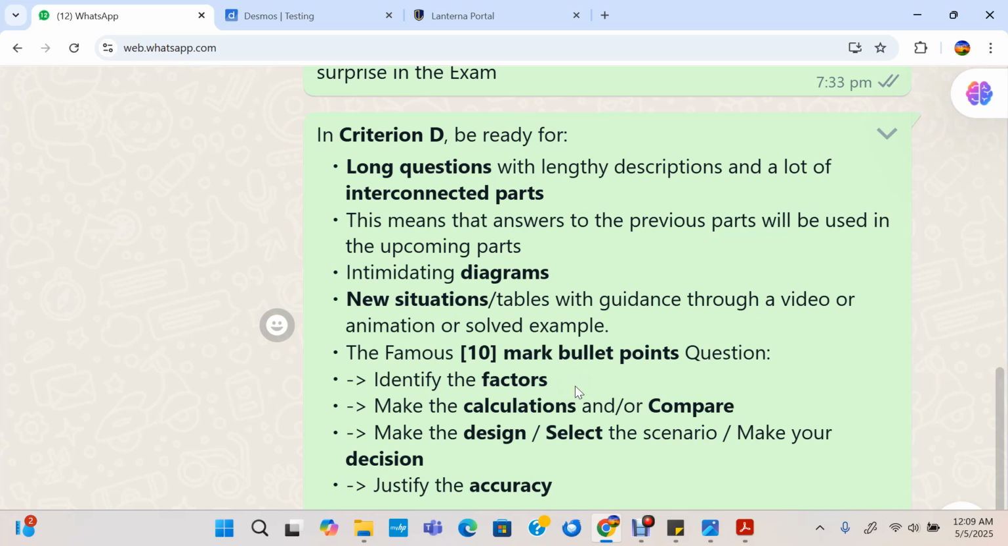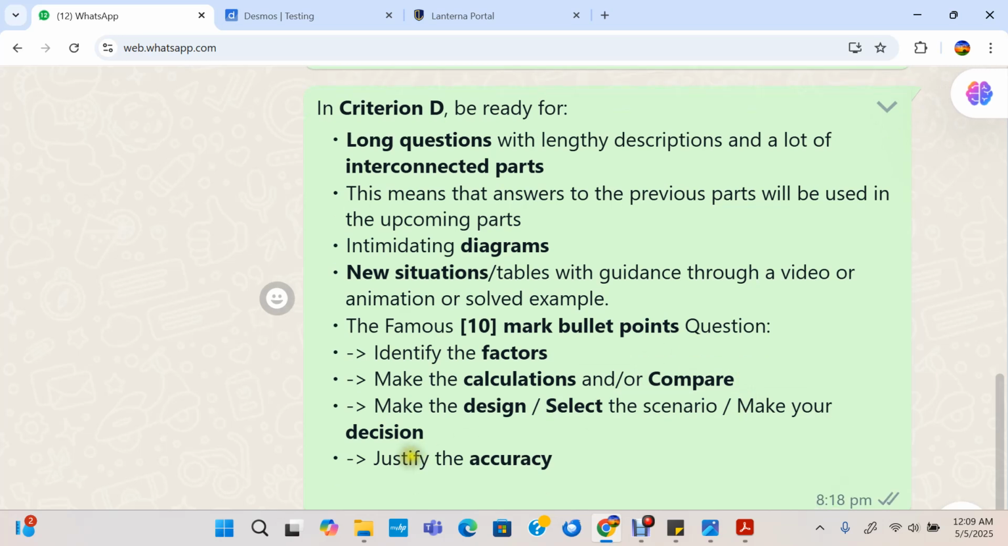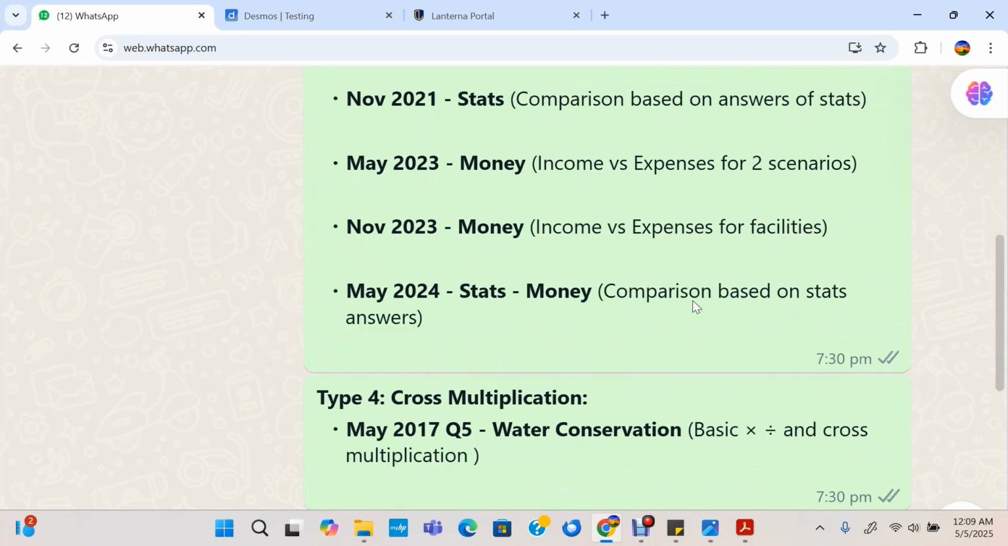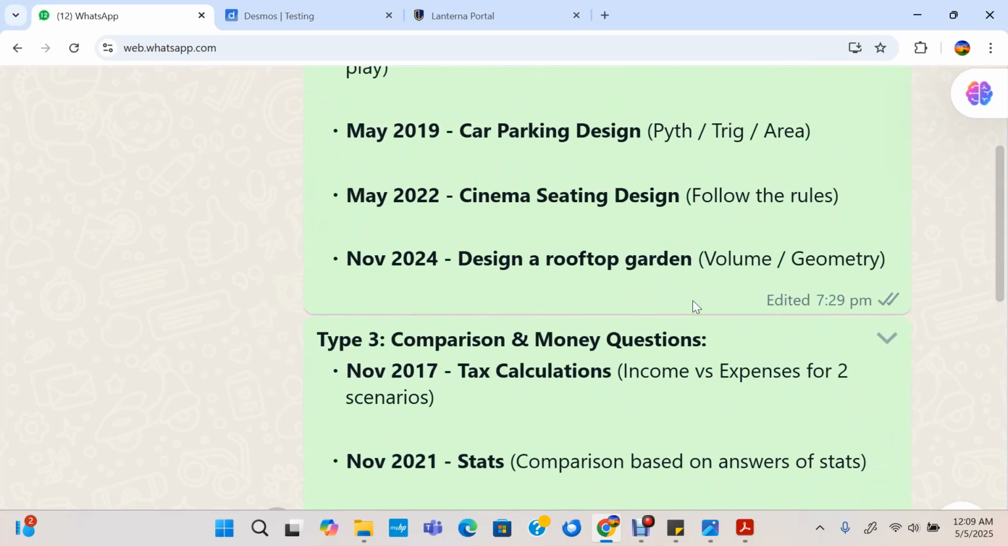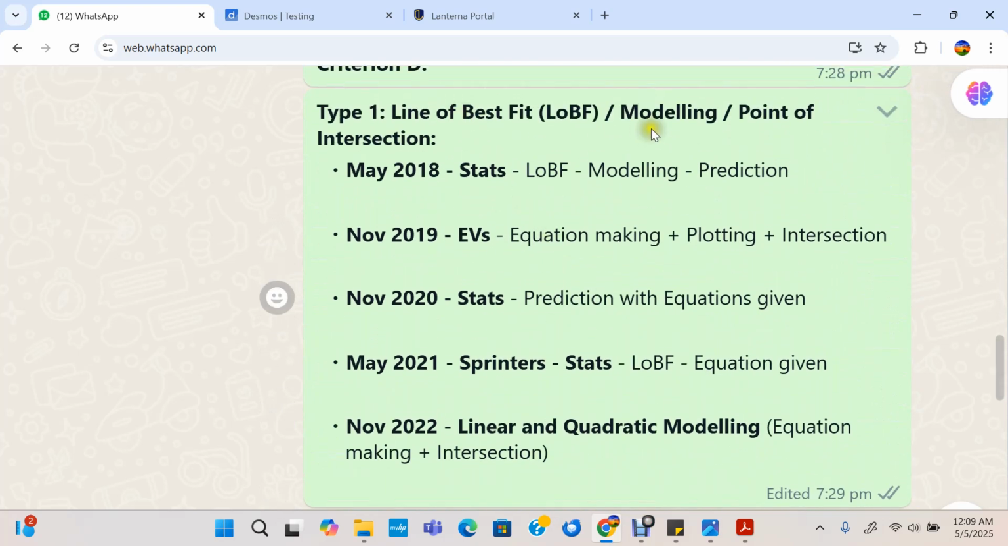Make the calculations, do the comparison, do plug and play, find the mean, median, mode, ranges, fill in the tables, and so on. Make the design, select the scenario, and also the comparison includes the money, the cost, and the benefits, and so on, and then justify the accuracy, which is mostly going to be inaccurate. You already know you have three types. We've done the third type. Second type was the design questions. First type was line of best fit, modeling, point of intersection, and all of that stuff.